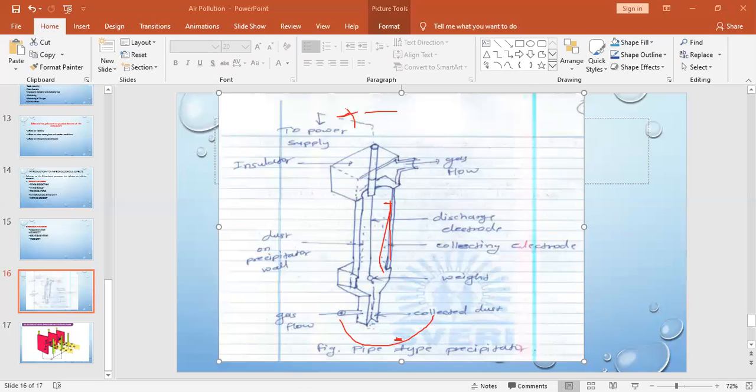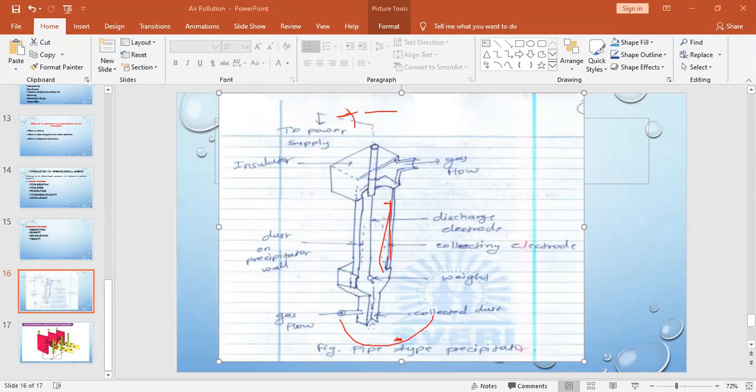Okay, and we need to take very high precaution to maintain safety during the operation, because there is a high potential difference, high voltage provided over there. And the gases also emitted from that are poisonous gases. Okay, so these are the advantages and disadvantages of the electrostatic precipitator.